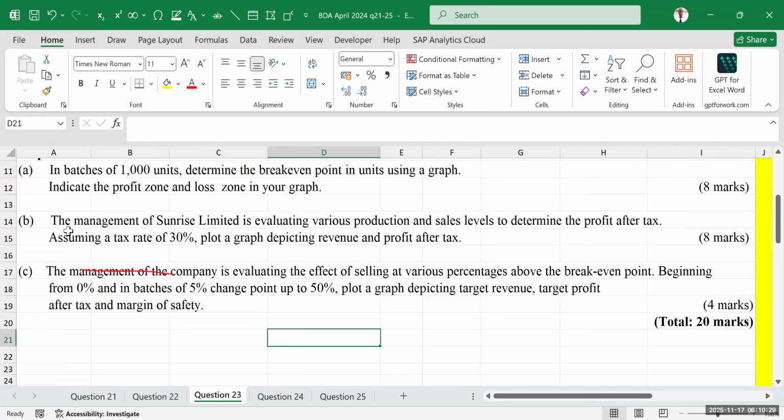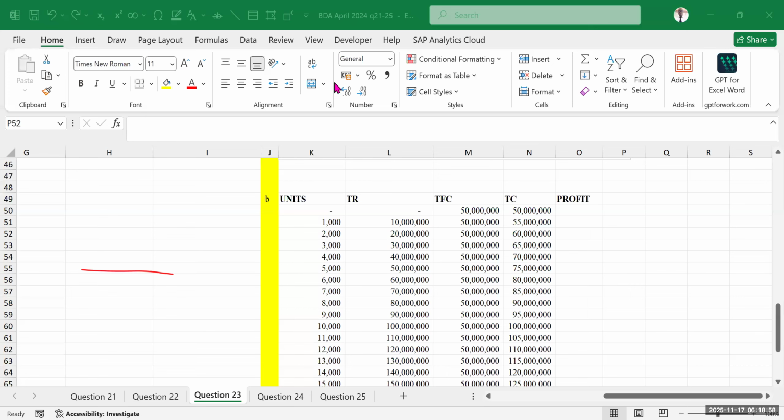Now, part B. Part B says the management of this company is now evaluating various production and sales levels, and they want to determine the profit after tax. We've been given a tax rate of 30%, and we are told to plot a graph which shows revenue and profit after tax. Now, as we start part B, I want to give you 2 minutes break, then we resume from there. Once you have the concept, that should not really be a problem.